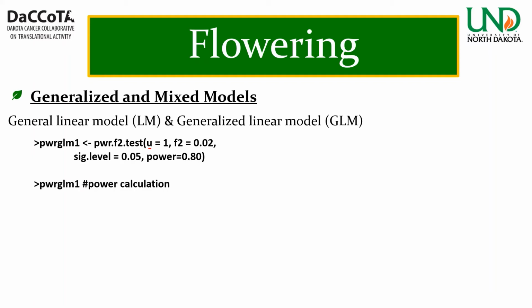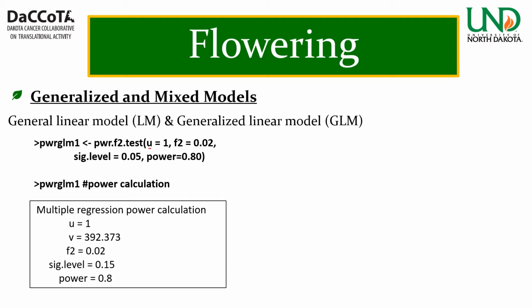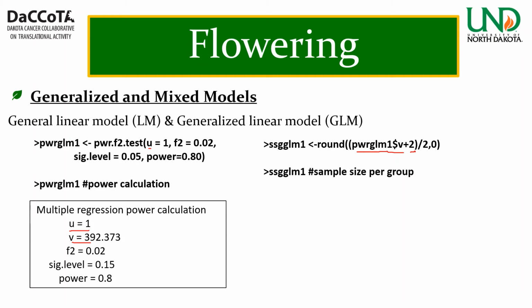So if we run this power calculation, we see there's that v, again the denominator degrees of freedom. To actually get sample size, we're going to round this, add 2, and divide by 2, and we get a sample size per group of 197.